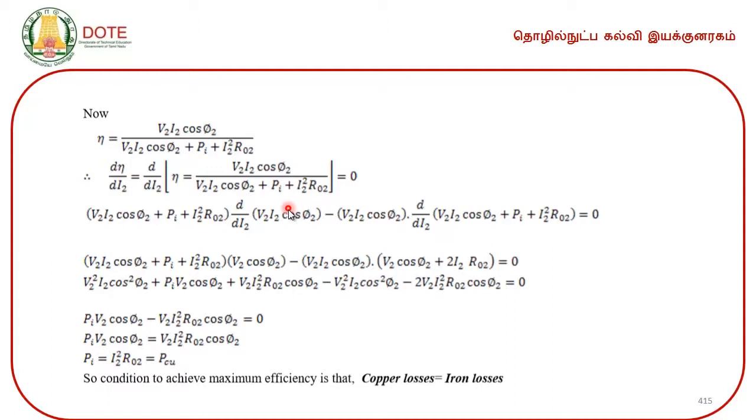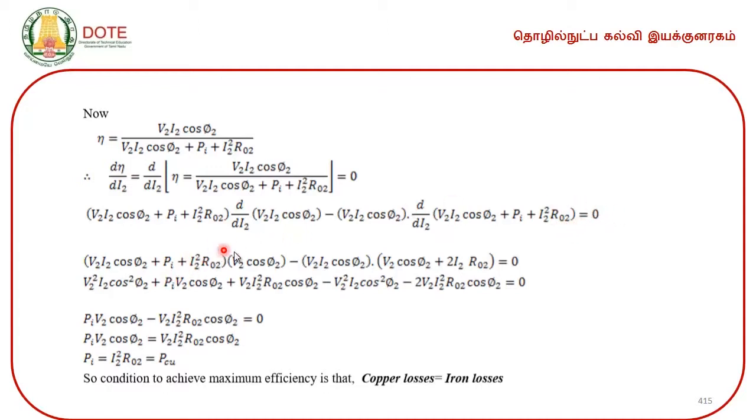So, I am multiplying both the left hand side and right hand side with the expression V2 I2 cos phi 2 plus Pi plus I2 square R02. Once you multiply this, you get V2 I2 cos phi 2 plus Pi plus I2 square R02 into d by d I2 of V2 I2 cos phi 2, minus V2 I2 cos phi 2 into d by d I2 of V2 I2 cos phi 2 plus Pi plus I2 square R02, equal to 0.